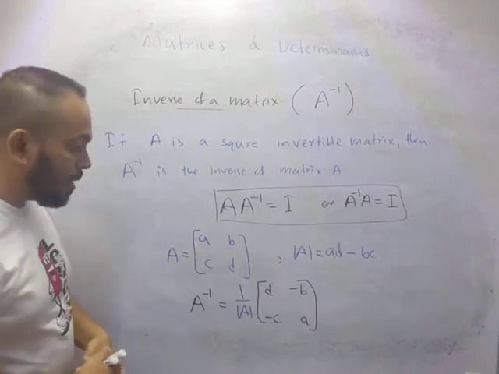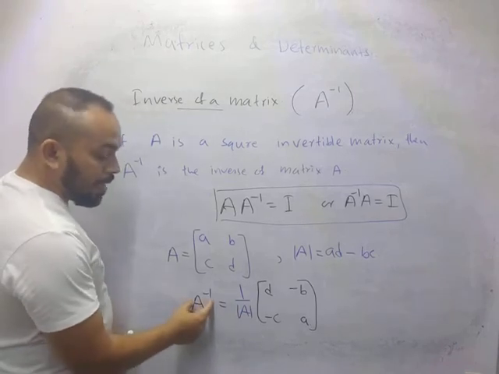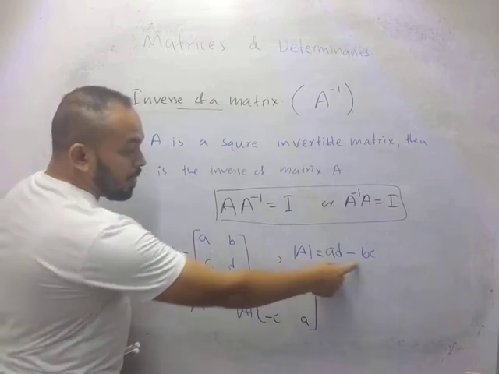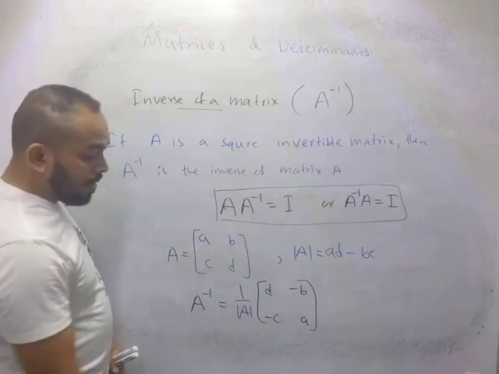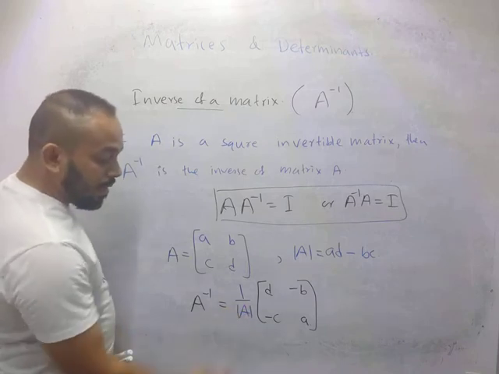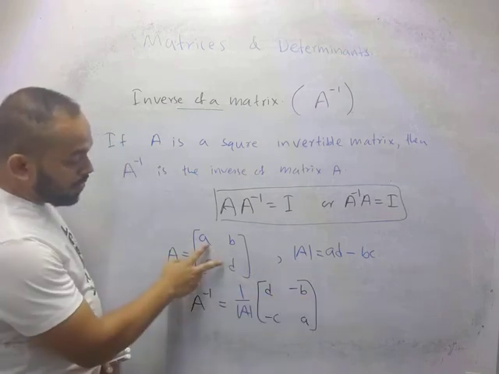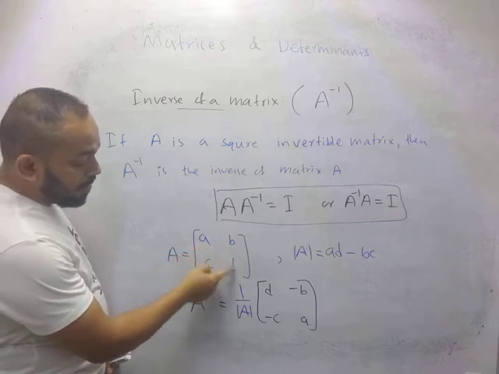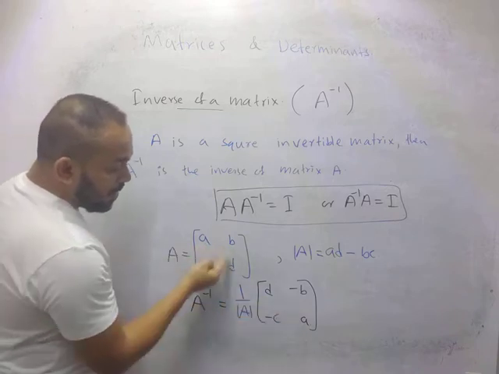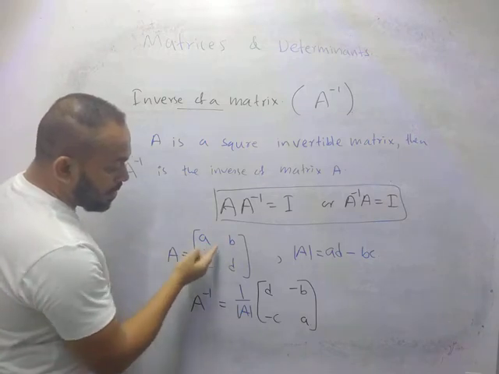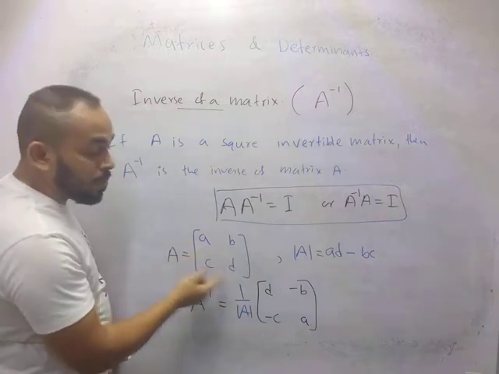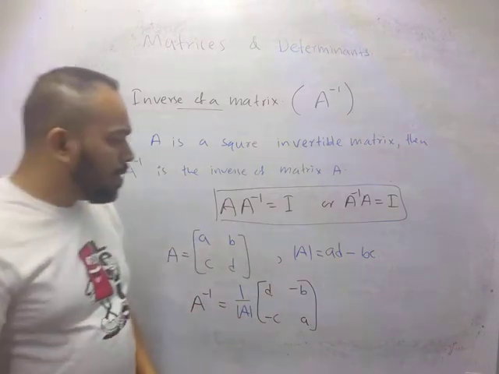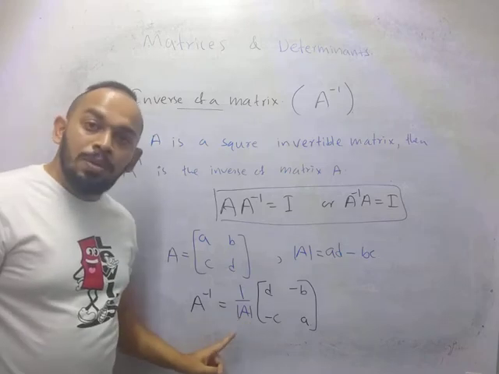Let me go through that again. When you want to find A inverse, first you find the determinant. Then 1 over det A, then write down the matrix. You swap these two elements: A goes here and D goes here. Then multiply each of the other two elements by negative 1. That's all.